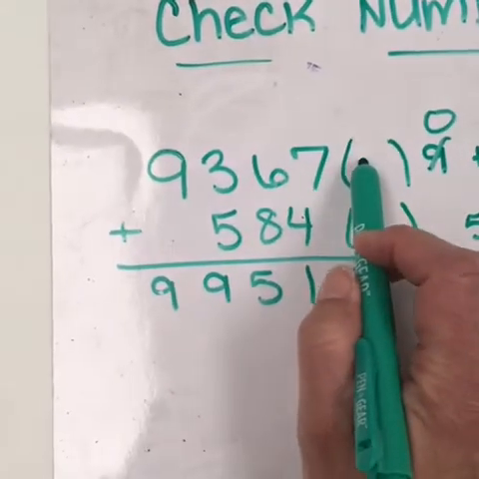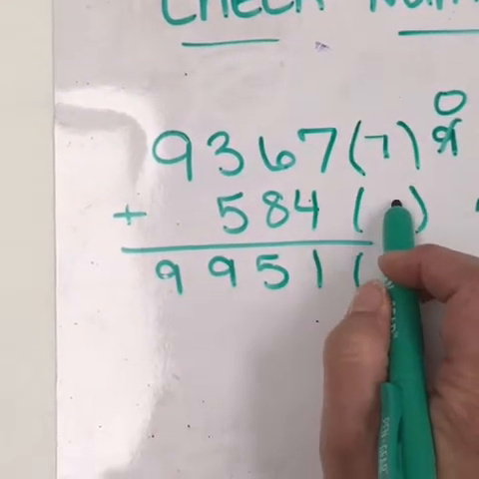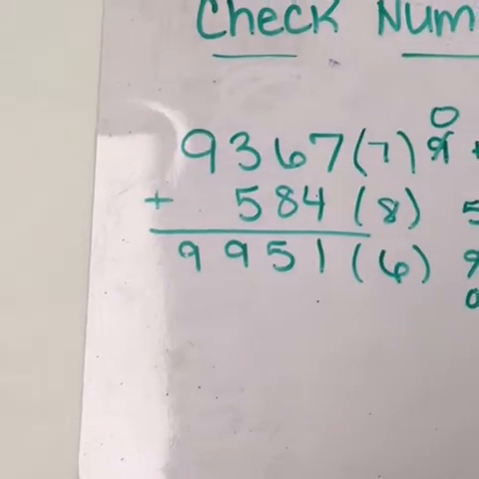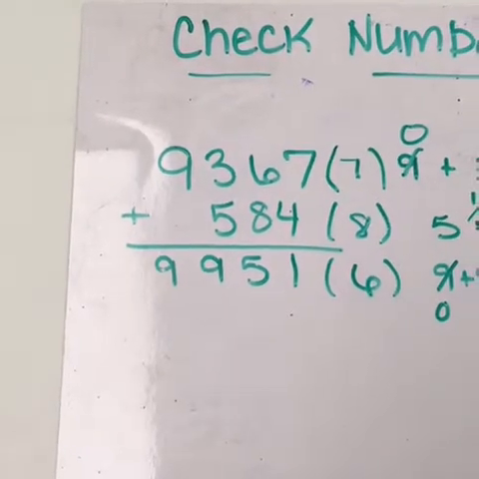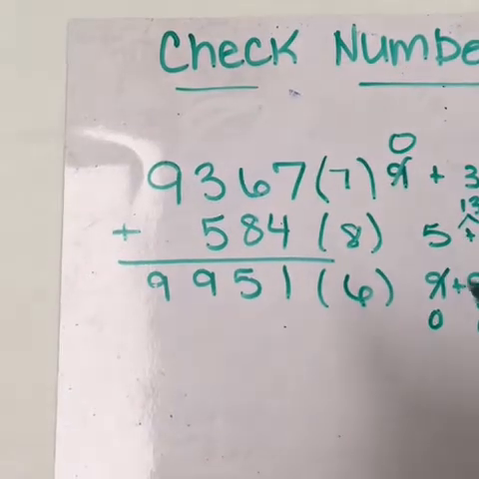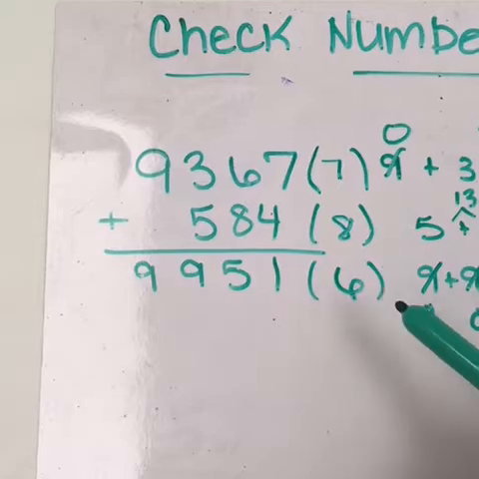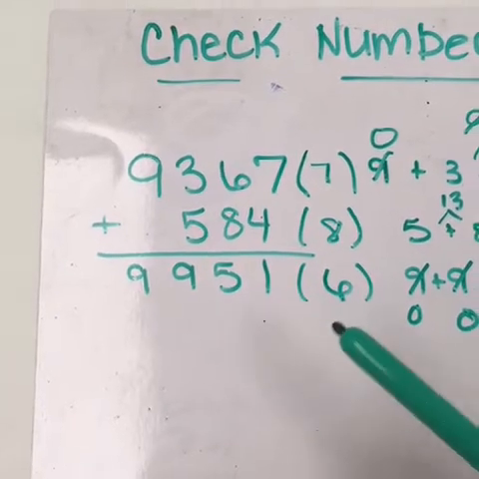So I write the check number next to the numbers in the operations. And the reason why we use check numbers is to see if we performed the operation correctly. This should be a true statement, and if it is, then chances are we performed it correctly.